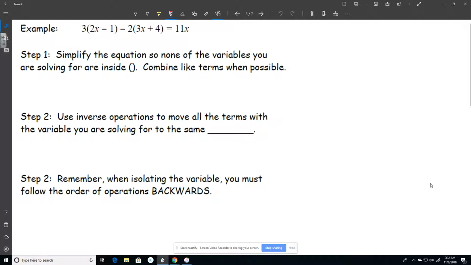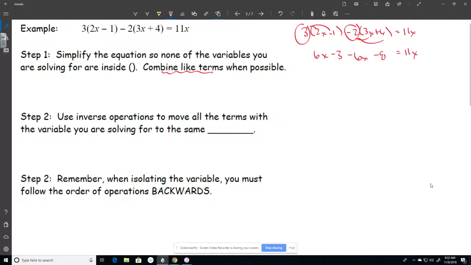So we're going to distribute in this case. 3 times 2x minus 1 minus 2 times 3x plus 4 equals 11x. So I've got to distribute this 3 to the 2x and the negative 1. So 3 times 2x is 6x. 3 times 1 is negative 3. And then I have to distribute the negative 2. Please don't forget that negative. To the 3x and the 4. So negative 2 times 3x is negative 6x, and negative 2 times 4 is negative 8. And that all still equals 11x.